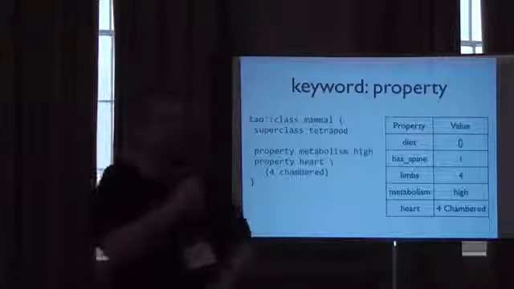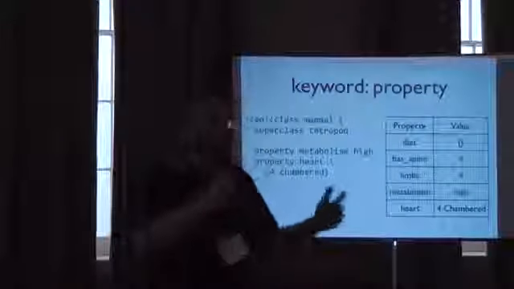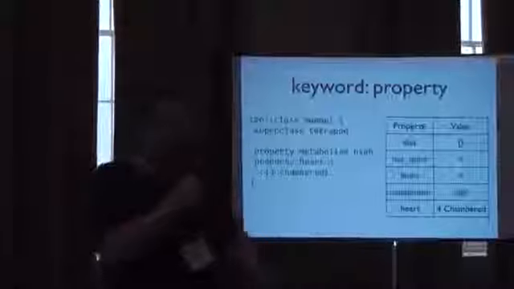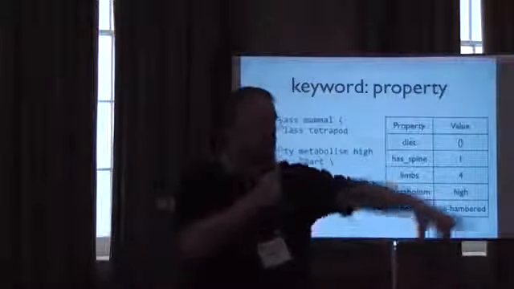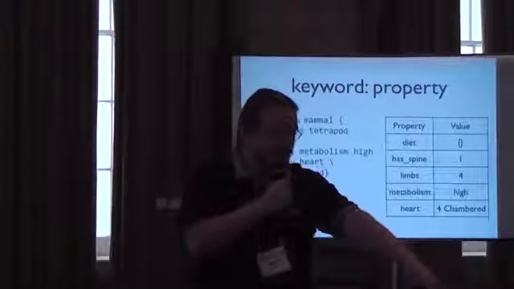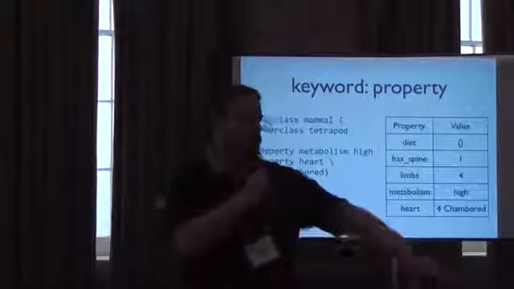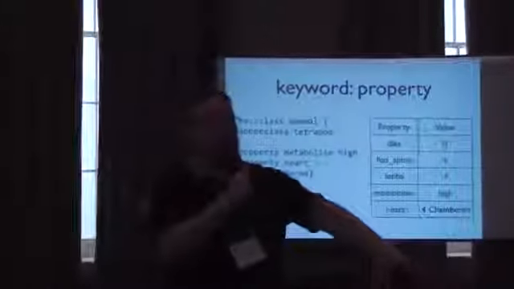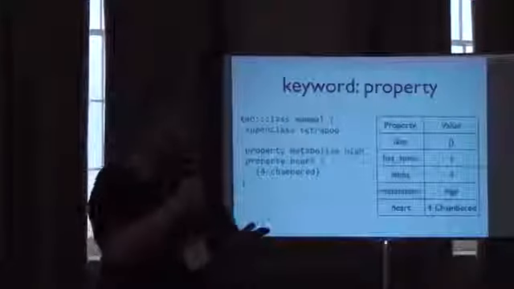When we define what a mammal is, well, we know a mammal is a tetrapod with a high metabolism and a 4-chambered heart. And as we get more and more detailed classes, all of the properties from the more primitive classes follow through. So we still don't know what it eats, but we remember it has a spine, and it has 4 limbs, and it's got a high metabolism and a 4-chambered heart.